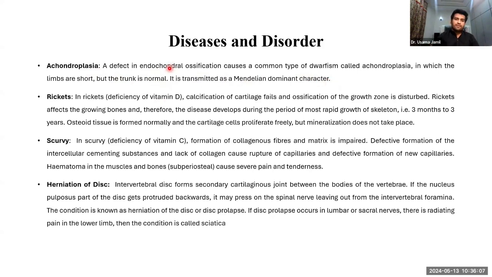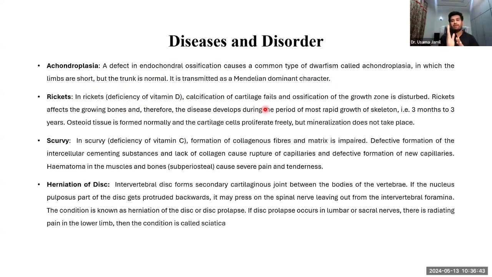Then there is rickets. Basically, rickets is a deficiency of vitamin D. And what happens when there is a deficiency of vitamin D? The calcification of cartilage fails. Basically, vitamin D speeds up the process of calcification. If there is no vitamin D present in the body, the calcification of cartilage fails, which means all the developing bones are very brittle and can be easily broken, and the bones are weak in rickets, and they might also get bowed.